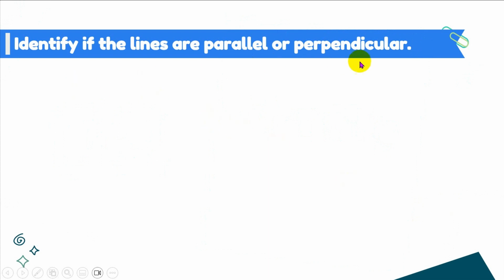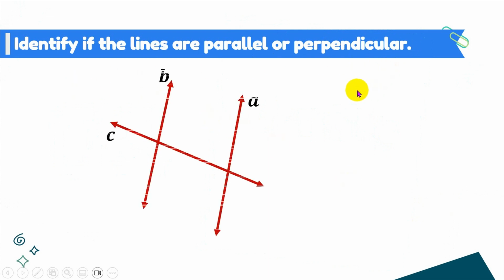Okay, so identify if the lines are parallel or perpendicular. Given here are lines C, A, and B, and the angles are both 108. What can we say about line A and line B? Are they parallel or perpendicular? The correct answer is parallel.